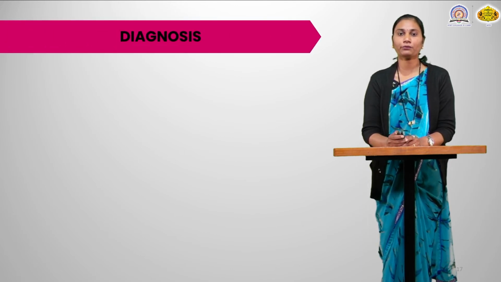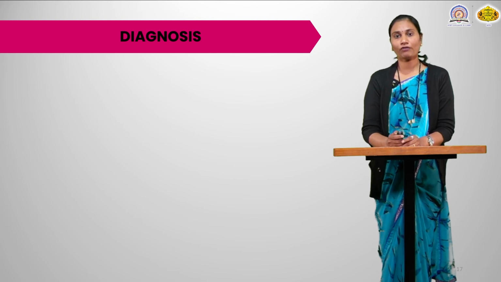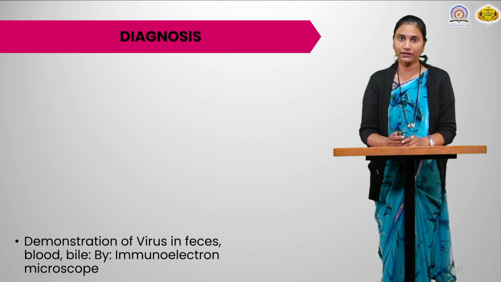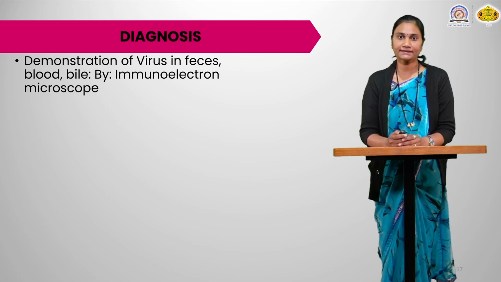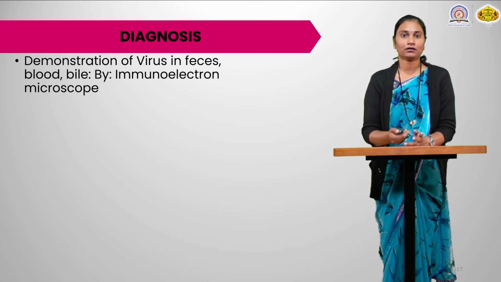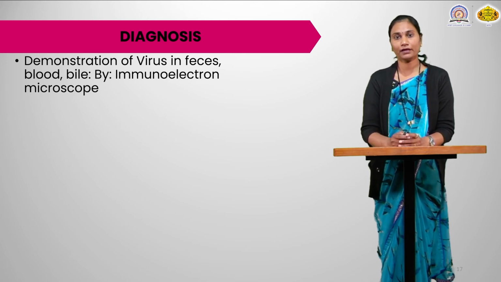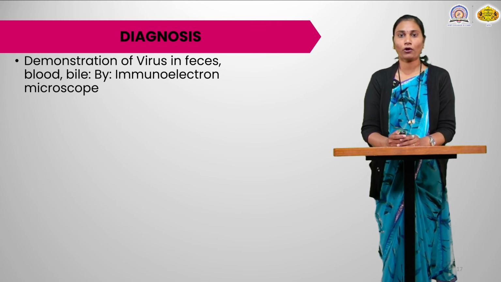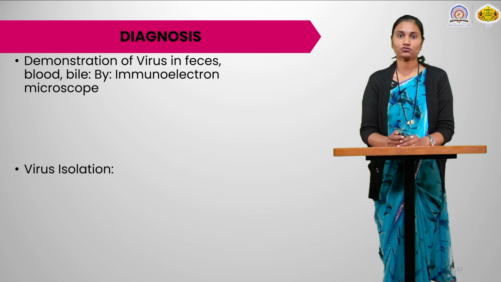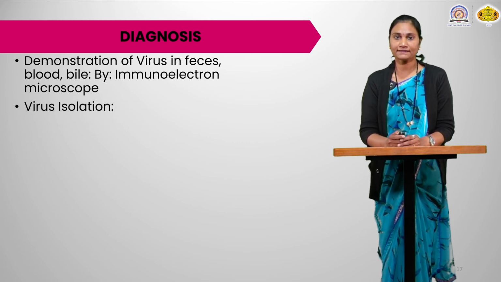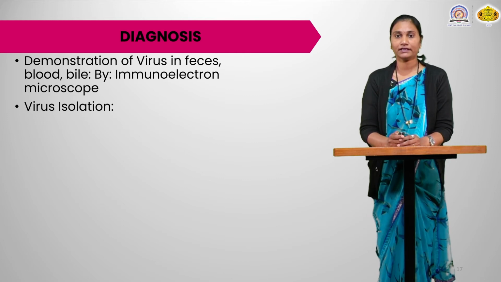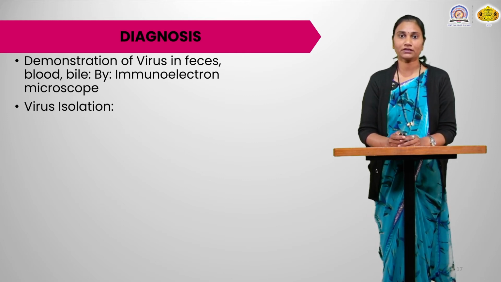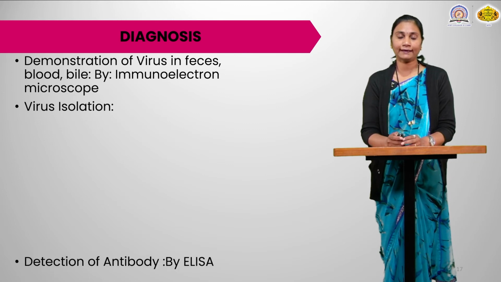Moving on to the diagnosis, how we can diagnose this particular organism. For diagnosis, you can go for serological analysis, microscopic examination, observation of the sample in fecal matter, or you can use a blood sample for serological analysis. Firstly, you can demonstrate this virus from a fresh stool sample, fecal matter, or in the blood or bile by using an electron microscope. Then you can go for virus isolation and cultivation of the virus in a cell line, or you can cultivate this virus in the embryonic egg.